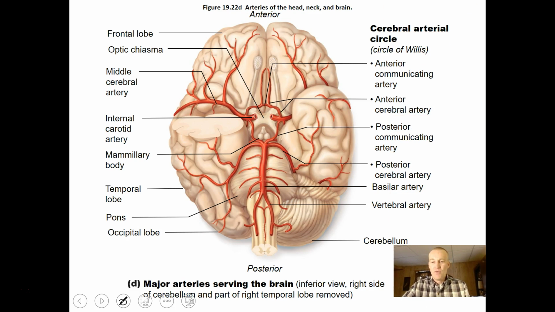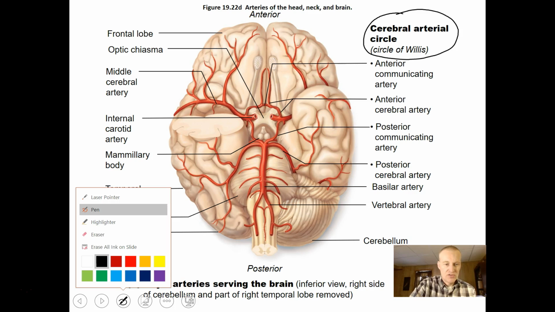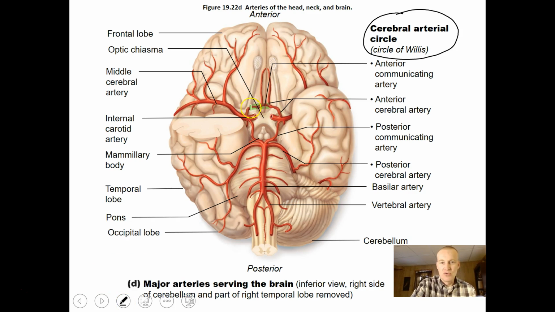So we won't learn all of these particular arteries. I just think it's kind of interesting that there is a circle of arteries in the body. It's called the circle of Willis, and you generally can see it here. Let's see if I can use my highlighter here to highlight it, maybe in green so you can kind of see it.